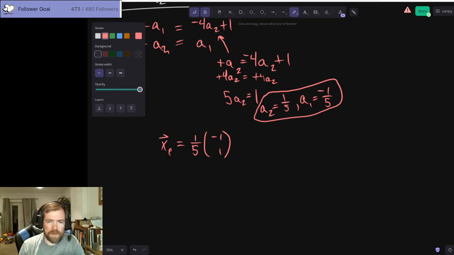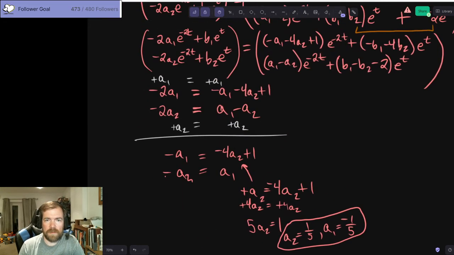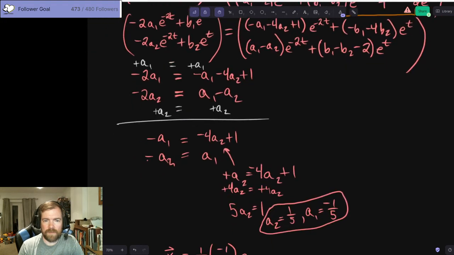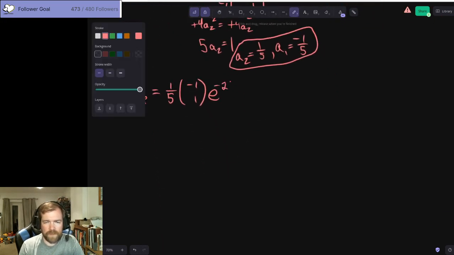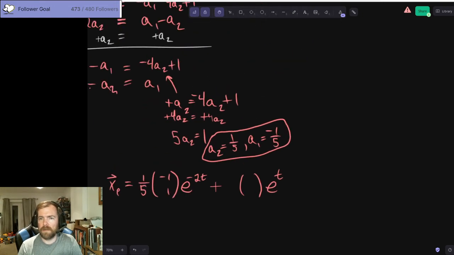So we can make this be 1/5 times our vector, negative 1, 1. And this is going to be, we said this is a negative e to the negative 2t. Okay. Plus, we're going to do the same thing. We need a constant multiplied by our simplified b vector with e to the t for b.